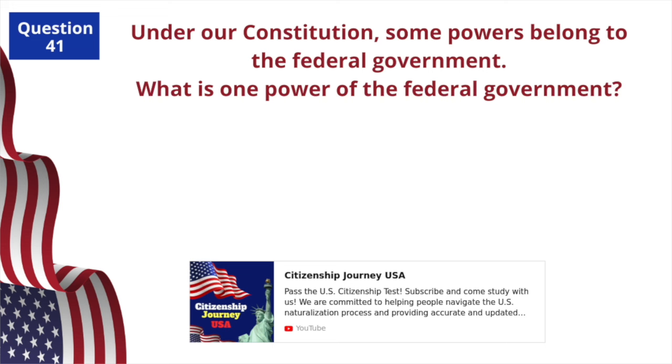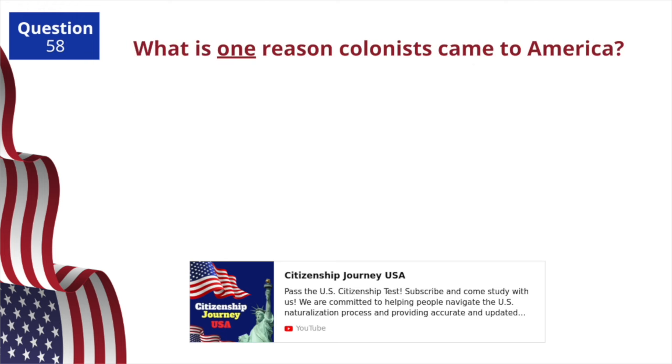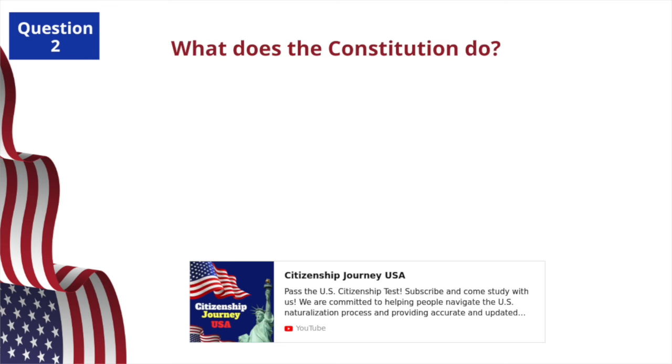Under our Constitution, some powers belong to the federal government. What is one power of the federal government? To print money. What is one reason colonists came to America? Freedom. What does the Constitution do? Sets up the government.